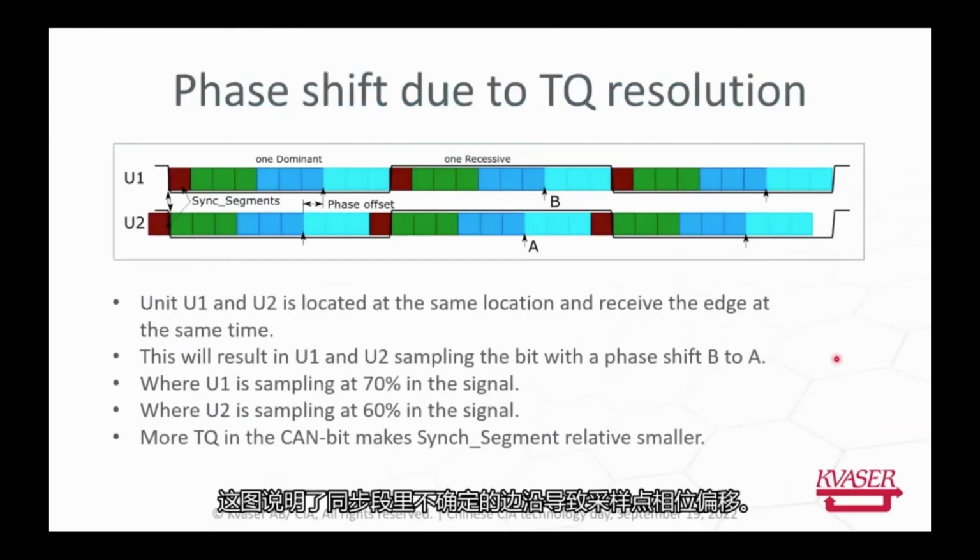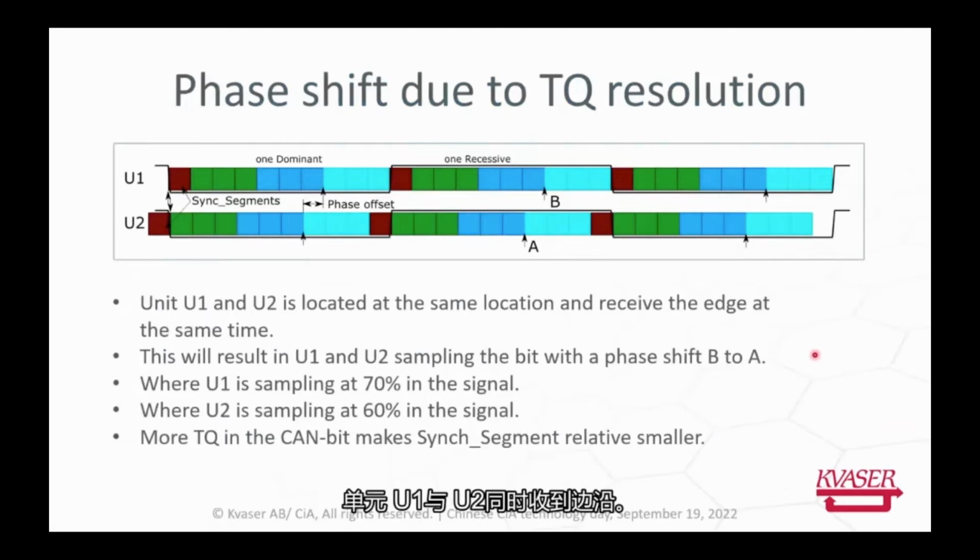This figure exemplifies how the edge uncertainty in the SIG segment causes a phase offset in the sample point. Both units U1 and U2 receive the edge at the same time. U1 samples the signal just before the edge and will get the SIG segment after the edge. U2 samples the signal just after the edge and will get the SIG segment before the edge. U1 has the bit sample point at 70% in the signal, and U2 will have the bit sample point at 60% into the signal.